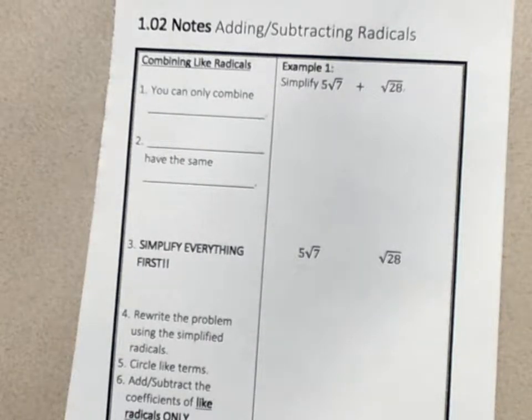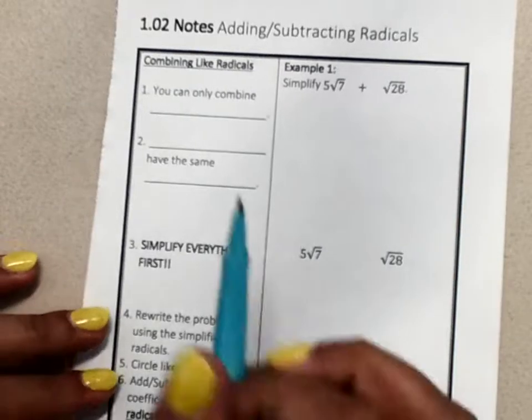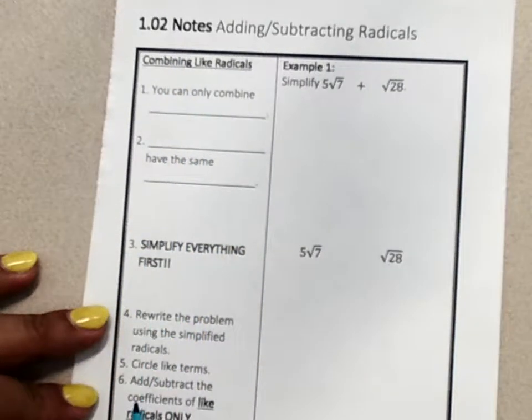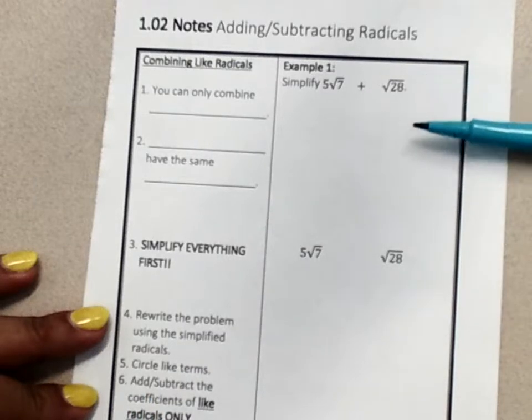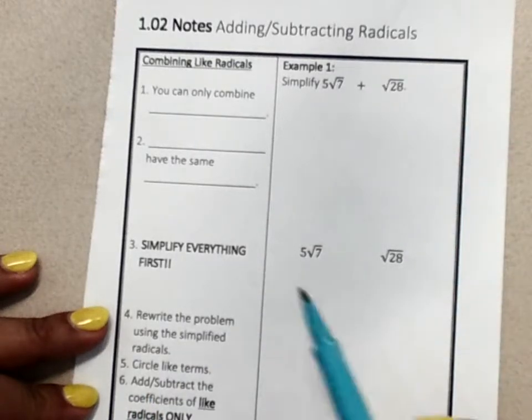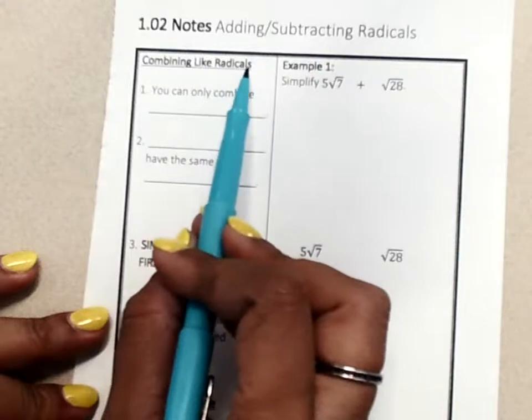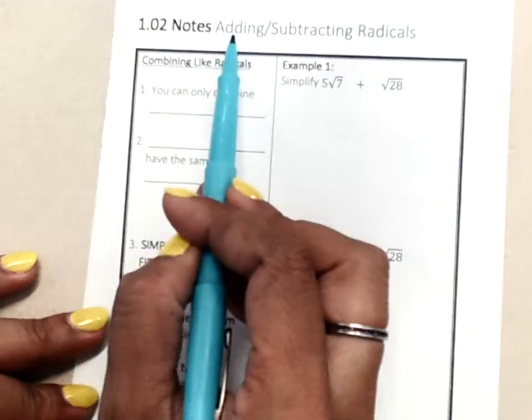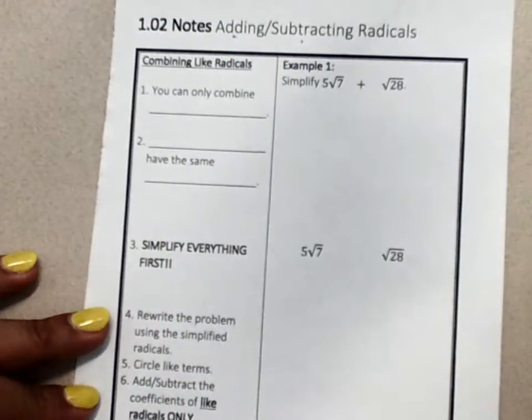Today we are going to be adding and subtracting radicals. So in the left-hand column you'll notice that we have our steps 1 through 6, and then in the right-hand column we have our example. So when we're combining like radicals, combining means adding or subtracting, so I'll use those interchangeably.